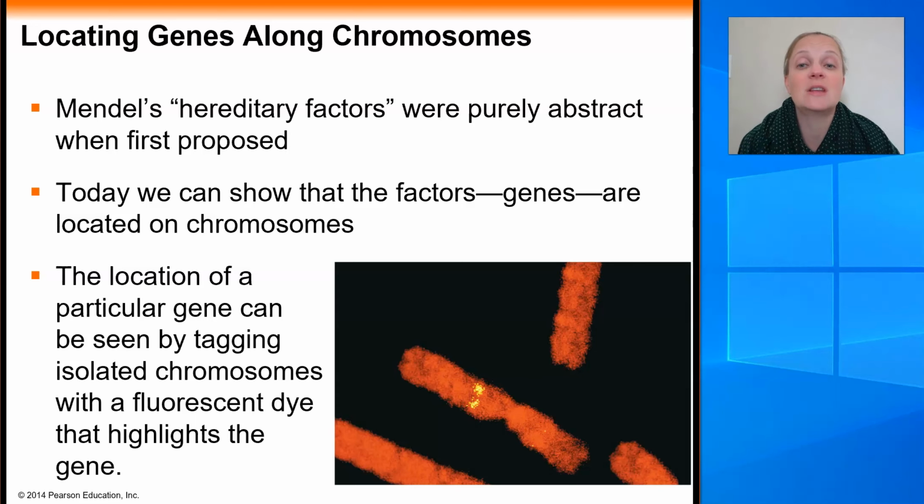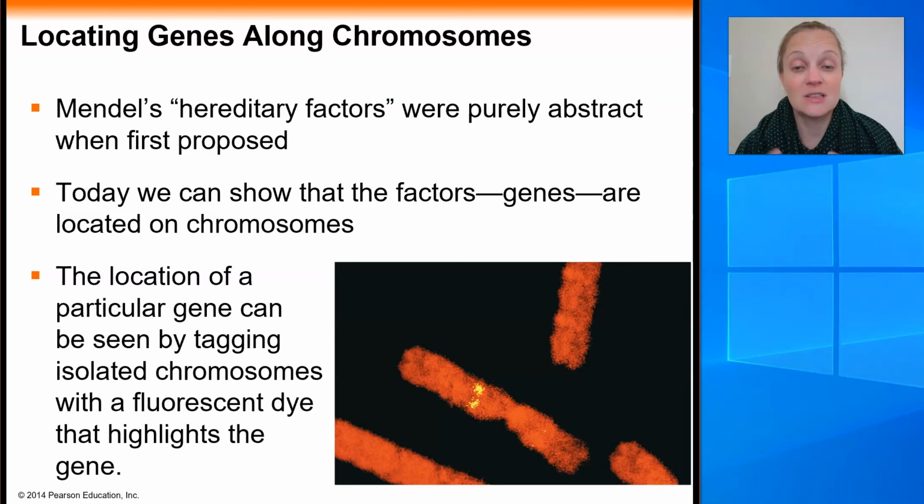And we now know that these hereditary factors, while they were purely abstract to him, are genes that are located on chromosomes that get sorted during gamete formation. And we can sequence genes now. We can visualize condensed chromosomes when you do a karyotype, for example. We can also use fluorescent markers to pinpoint exactly where on a chromosome a gene is located. And that's what you see in the image on this slide.